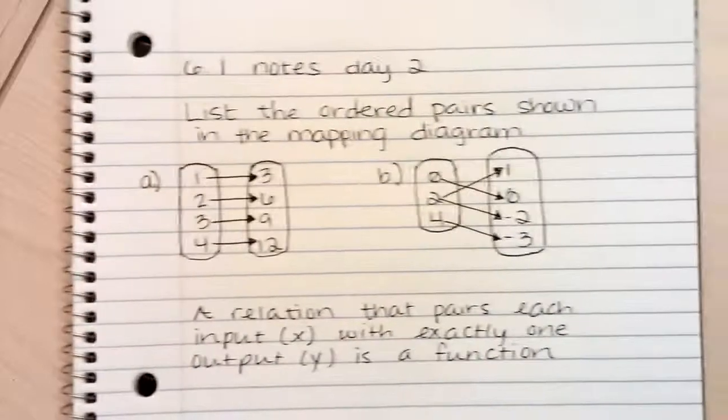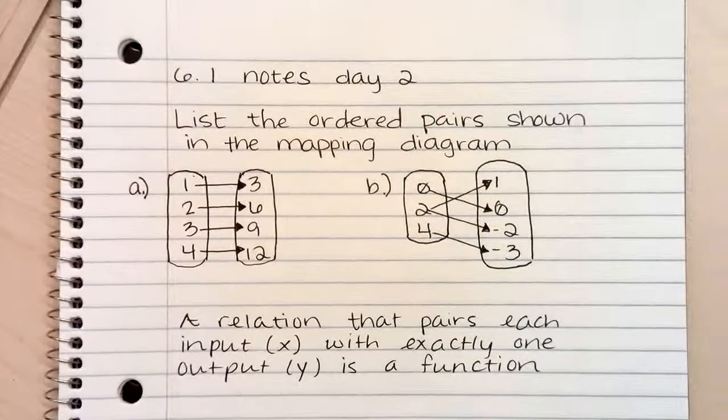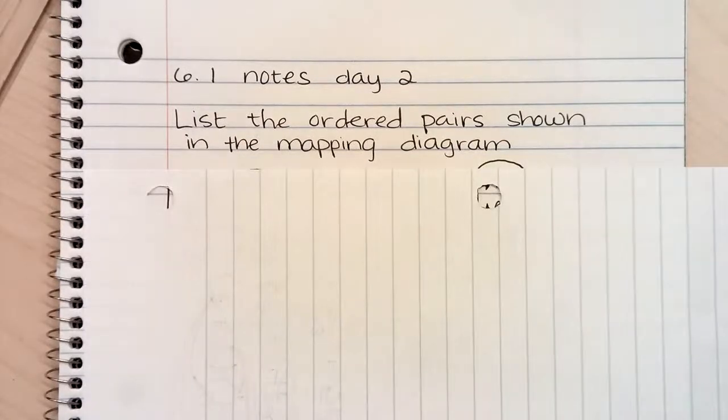Okay, taking notes. Chapter 6, and we're on 6.1. This is just our day 2 here. We are going to be looking at mapping diagrams and listing the ordered pairs shown in the mapping diagrams, and then taking a look to see if they are a function or not. So let's talk about it.